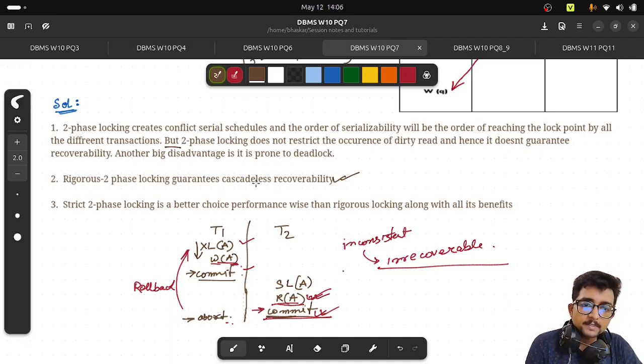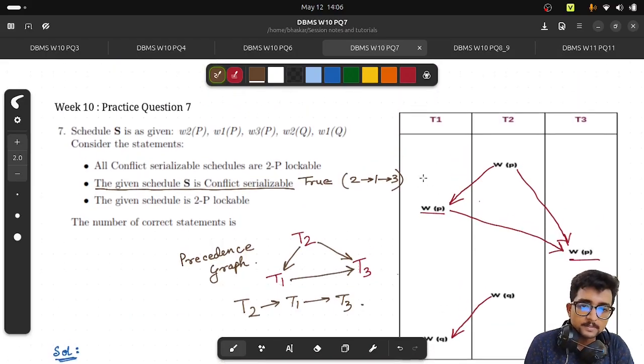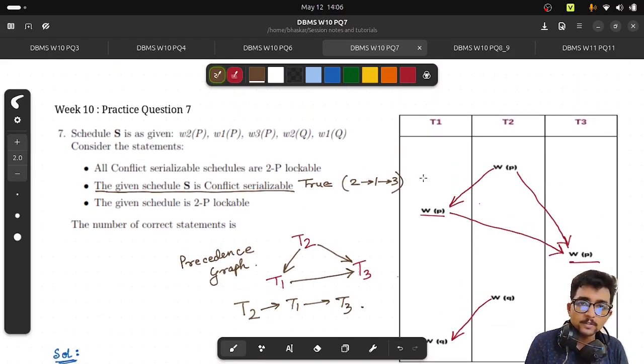I discuss these topics related to locking because we do not have any other questions, at least in the PQ, where we can discuss these concepts, but these might be needed in your graded question or even in your other end-term questions. But rigorous and strict two-phase locking was not directly required for solving this question. So let's come back to the question. We have discussed all the types of two-phase locking rules, and now we will solve this question.